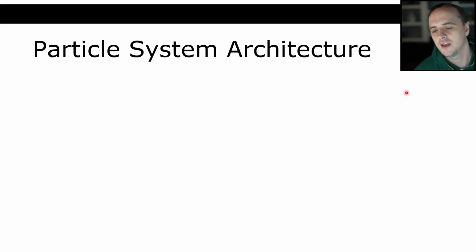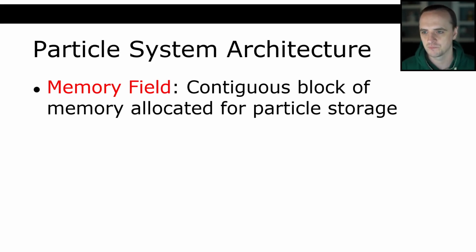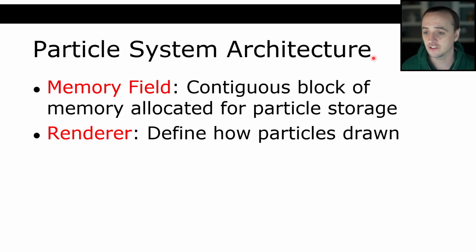So here is the overall architecture of a common type of particle system that you'd have. First is that you'd have some sort of memory field. This is the way that Valve describes their particle system. A memory field is a contiguous block of memory that's allocated for particle storage, right? And we talked before, if you go back to one of the previous lectures on memory pooling, contiguous memory is amazing for cache coherency. It's going to have a renderer, right? So we're going to have to define somehow how the particles are actually drawn to the screen.